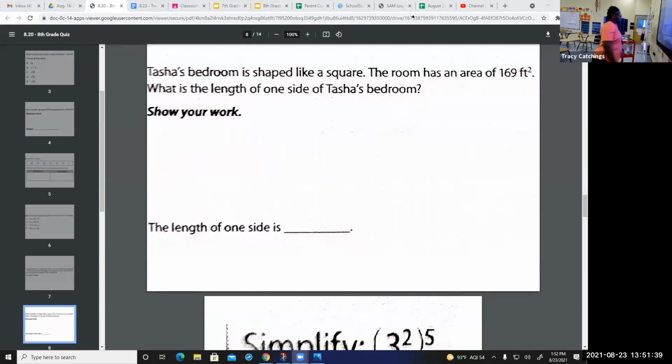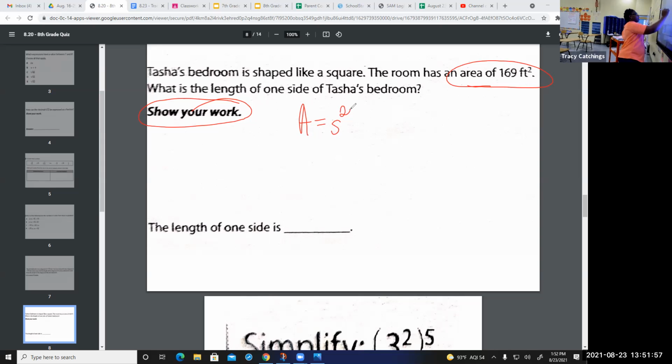Tasha's bedroom is shaped like a square. The room has an area of 169 feet. What's the length of one side? And then they told you to show your work. When I tell you to show it, we need it. So the formula for the area of a square is A equals S squared. The area they gave us was 169, which is equal to S squared. We should have learned that to get rid of a square, we take the square root. So the square root of 169 would be 13. And that should be on your chart.